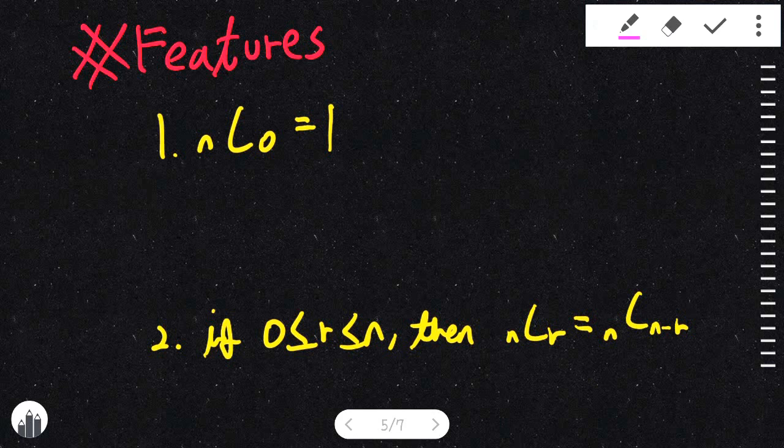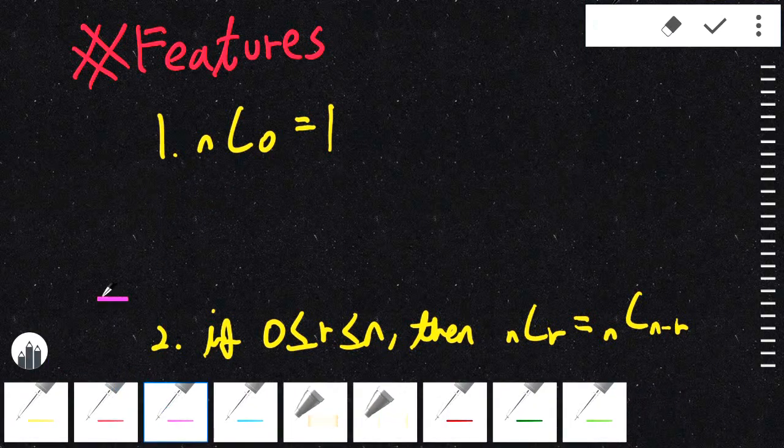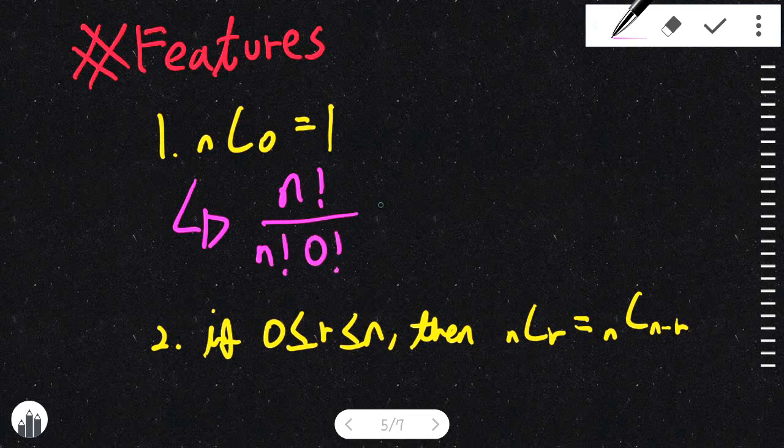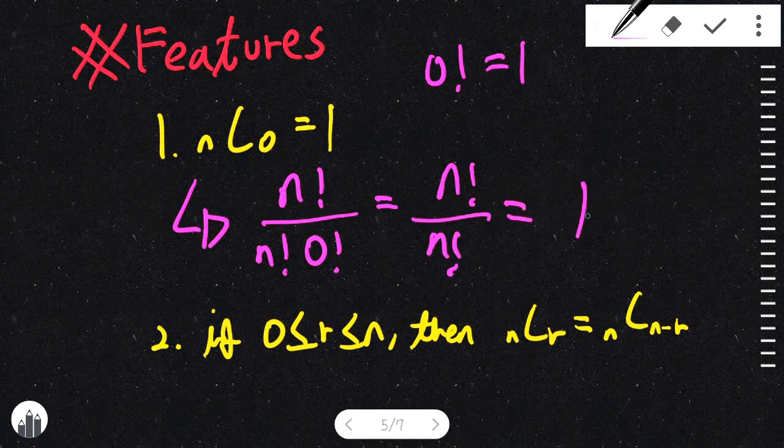The first feature of combination is that nC0 is always 1, and we can prove this by shifting it into an equation. nC0, if we interpret this into a mathematical equation, will be n factorial over n minus 0, which is n, so it will be n factorial and 0 factorial. Now, as we've seen before, 0 factorial equals 1. So this will be n factorial over n factorial, which will be 1 in the end. This is how we prove nC0 always equals 1.